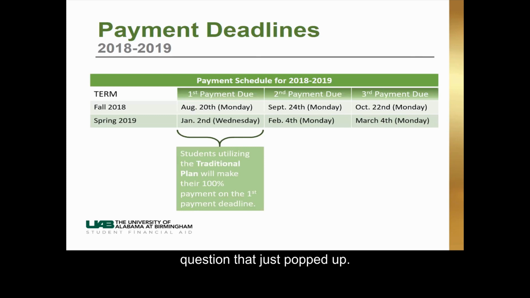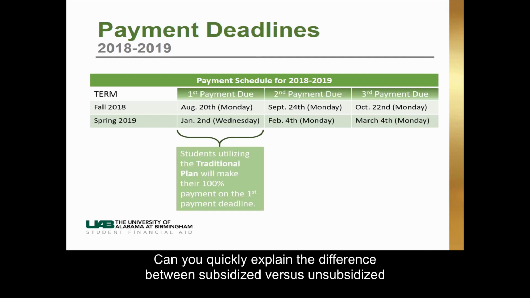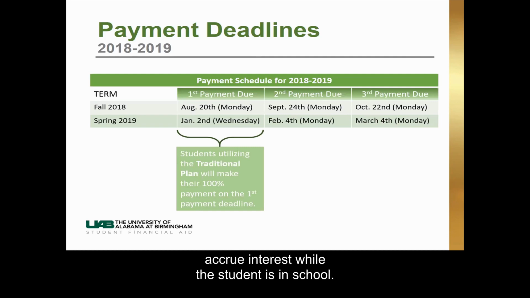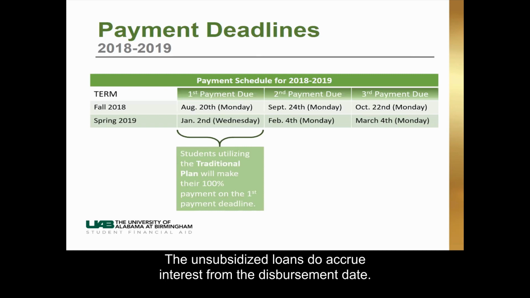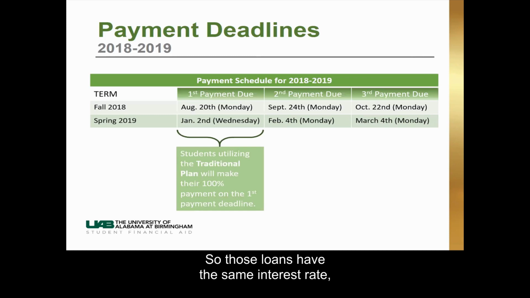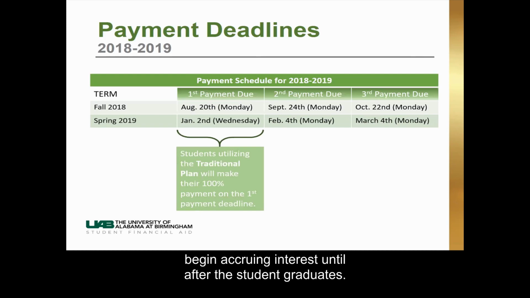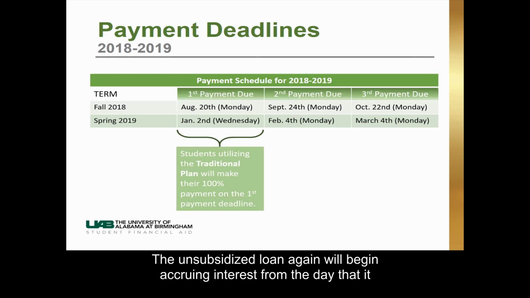Here's a really great question that just popped up. Can you quickly explain the difference between subsidized versus unsubsidized loans? Yes, of course. Subsidized loans are loans that do not accrue interest while the student is in school. The unsubsidized loans do accrue interest from the disbursement date. Those loans have the same interest rate, the 4.45 interest rate we saw on the presentation earlier. It's just that the subsidized loan does not begin accruing interest until after the student graduates. The unsubsidized loan will begin accruing interest from the day that it pays out.